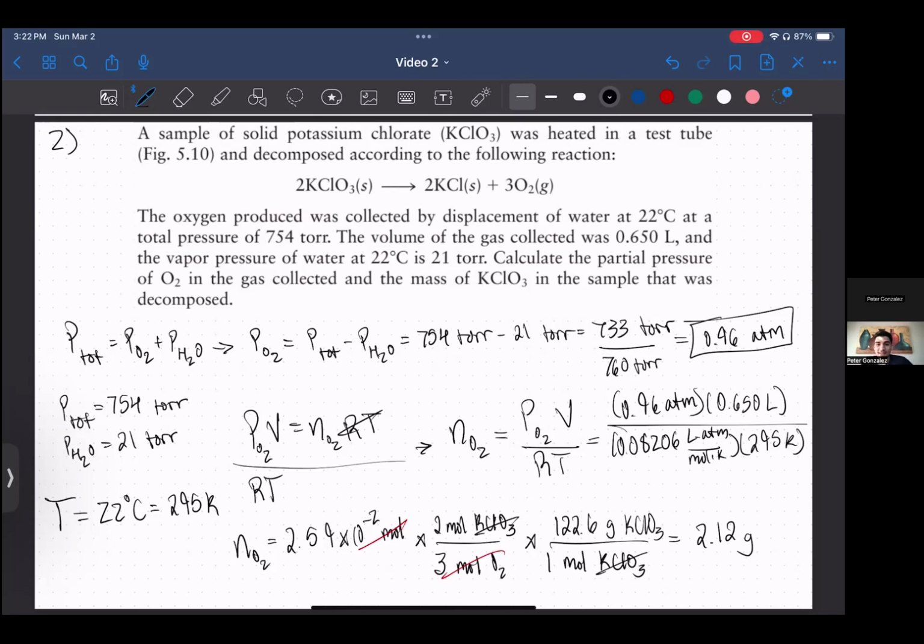Now, does that make sense? I mean, it's a kind of small container, right? It's only 0.65 liters. It's pretty small. Temperature wasn't crazy high though, but the pressure wasn't super high either. So it at least seems reasonable that we would make only a small amount of oxygen given how small the container is. But yeah, that's pretty much it. Everything I want to talk about for Dalton's law.